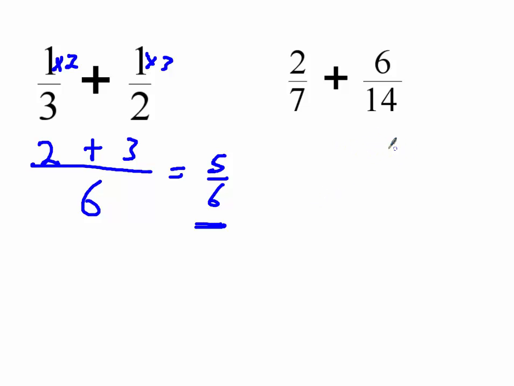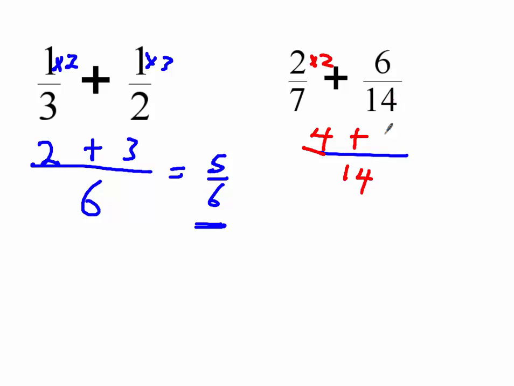Now let's find the LCM of this particular question. Our LCM is 14. Good. So 7 goes into 14 is 2. Multiply the 2 by the numerator here. 2 times 2 is giving us 4.